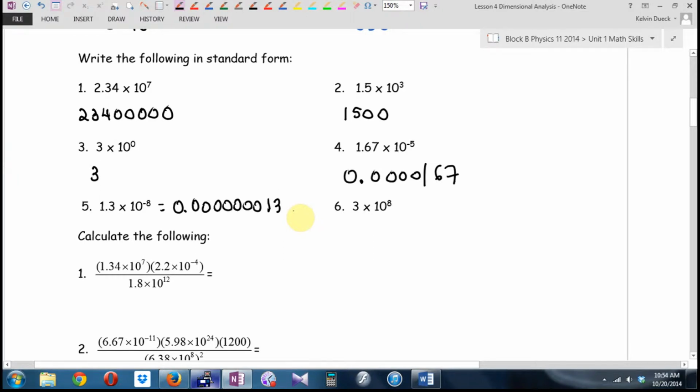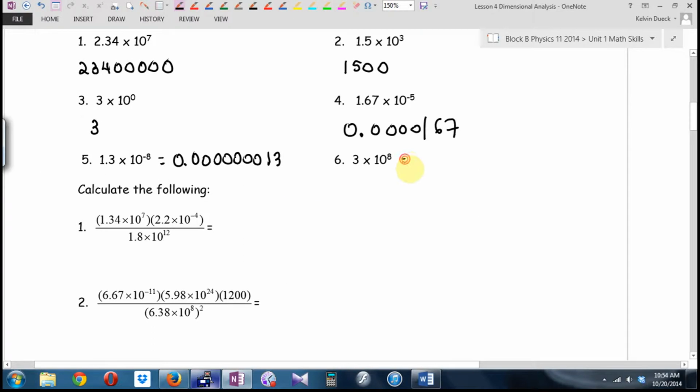Three times 10 to the 8th? 3. 1, 2, 3, 4, 5, 6, 7, 8, and then I usually go back and put commas every 3 zeros because that helps me figure out that that's 300 million.